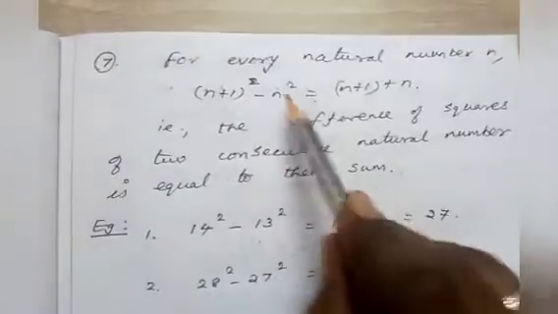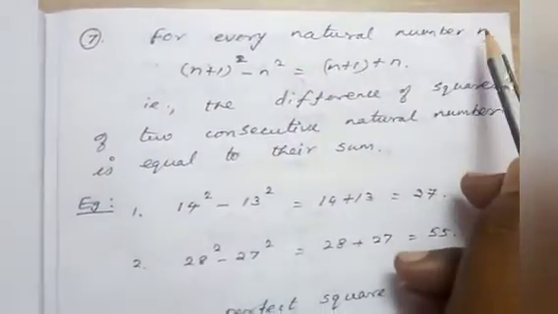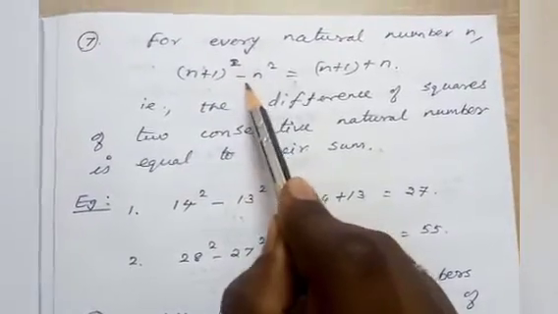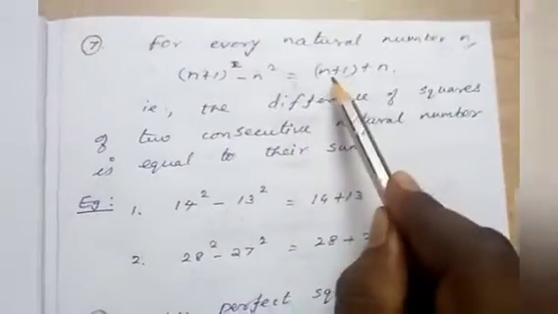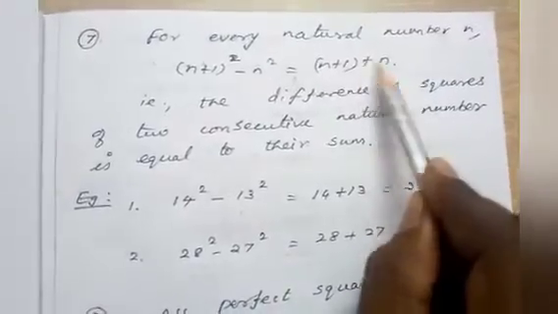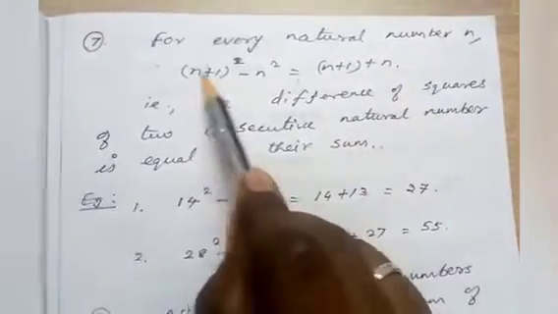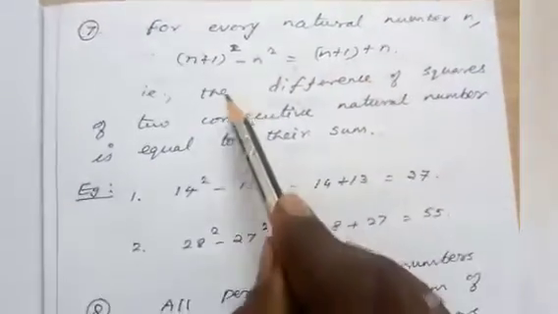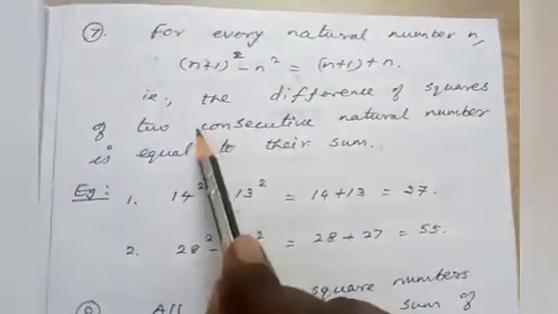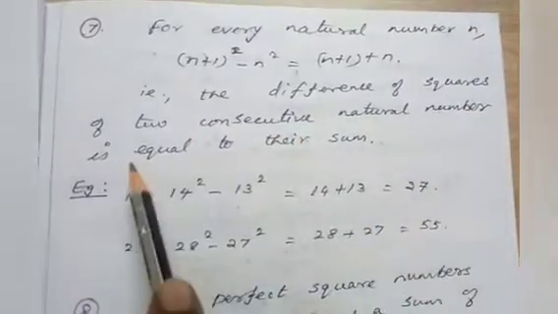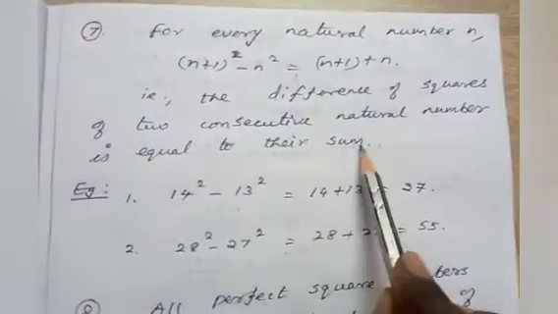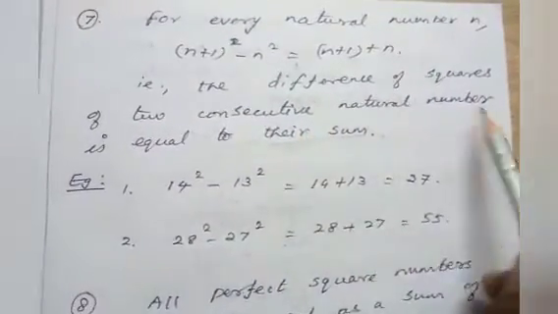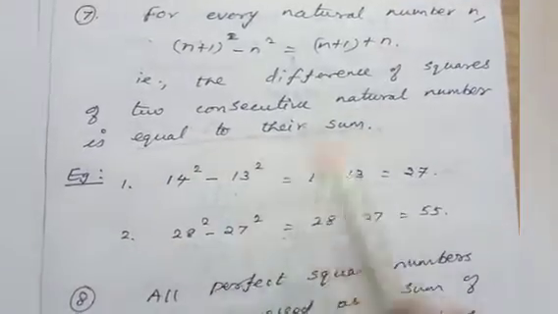So the seventh property is, for every natural number n, (n plus 1) whole squared minus n squared is equal to n plus 1 plus n. So the difference of the squares of two consecutive natural numbers is equal to their sum.